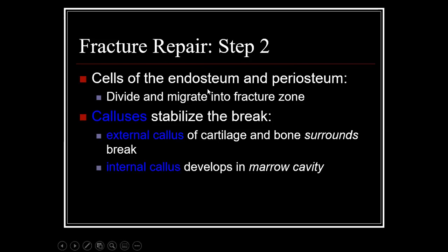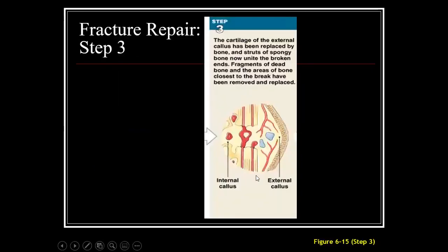The cells of the endosteum and the periosteum migrate into the fracture zone. Oh, we just saw this. But the external callus surrounds the break, and internal callus develops into marrow cavities. That, just like regular endochondral ossification, that's what's going to happen here as well. So this area was cartilage formed by a fibrous network that is replaced by bone, and now struts of spongy bone unite in the broken ends. Fragments of dead bone in the areas of bone closest to the break have been removed and replaced.